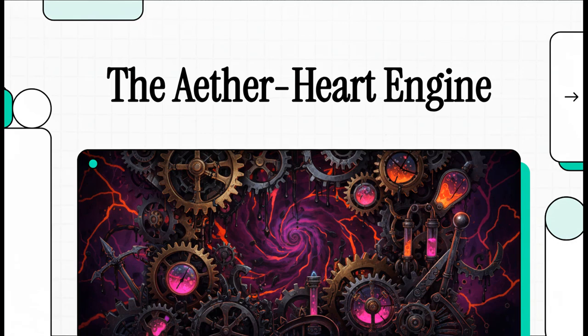Welcome, engineer. You've been summoned to, well, the most complex machine room in existence. And forget everything you know about steam and gears of brass. We're talking about the Aether Heart engine, this incredible, temperamental, life-sustaining marvel that powers every single one of us. So today, we're handing you the schematics. You're going to master its every sputter, its every surge, and every stall. Let's get the diagnostics running.